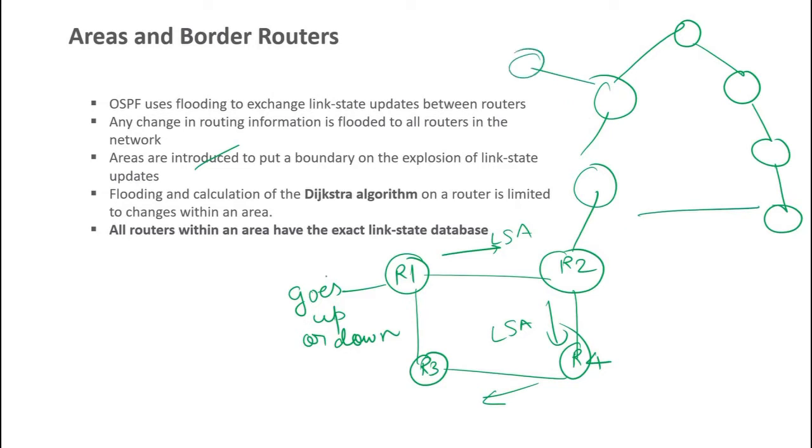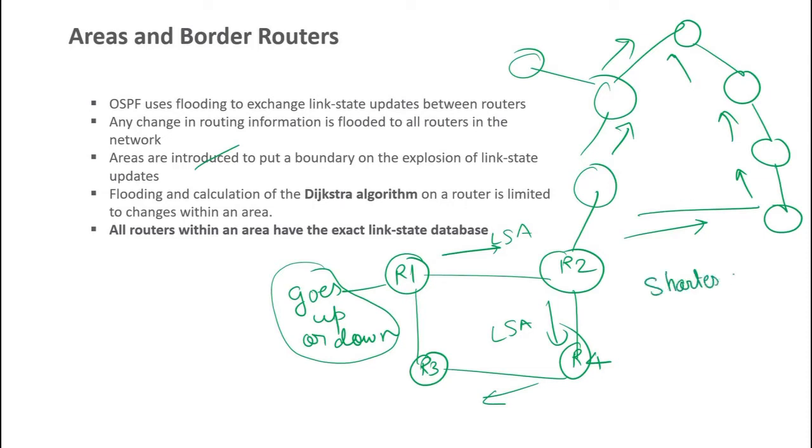So what is happening is that the information that this network has gone up or down is being sent to all the routers. Once this LSA is sent to all the routers, all the routers will calculate the shortest path to the destination, right? It means that the SPF algorithm will run again. SPF algorithm is Dijkstra's algorithm, so this will run again.